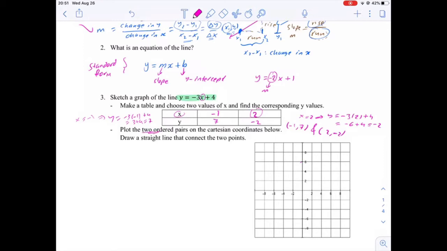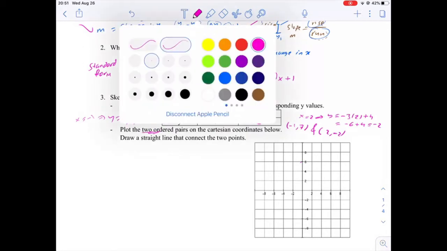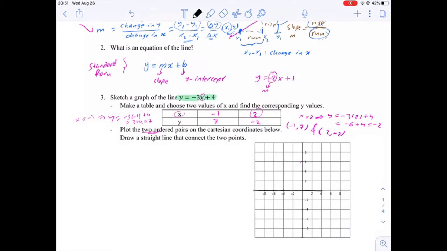And then we plot the 2 ordered pairs. Let me show you the axes here. So we have the x-axis here and the y-axis here. We want to graph this line, so we determine the 2 points. -1 is here. -1 and 7. 7 is between 6 and 8, so it's here. So this point is -1, 7. The other point is 2, -2. 2 on x and -2 on y, this point. Now we connect those 2 points.